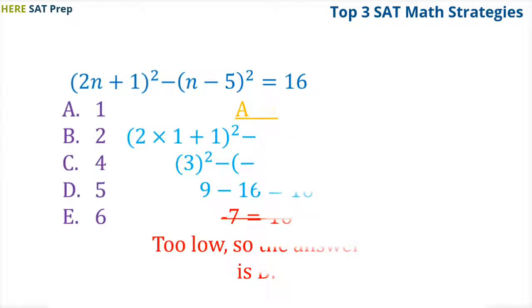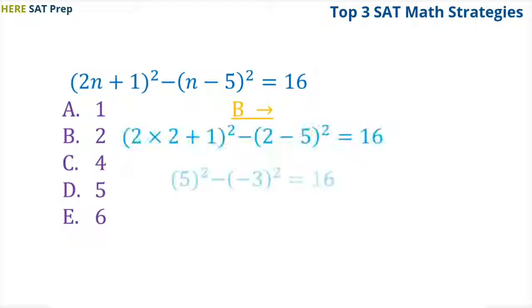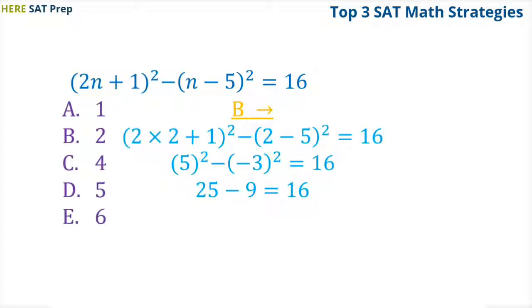But if we wanted to check this, we would see that plugging 2 back into the equation gets us 5 squared minus negative 3 squared equals 16, which simplifies to 25 minus 9 equals 16, which simplifies to 16 equals 16. With this method of using the answers, we will only need to try at most 2 of the answer choices, whereas if we started from the beginning, we might need to try up to 4 choices.